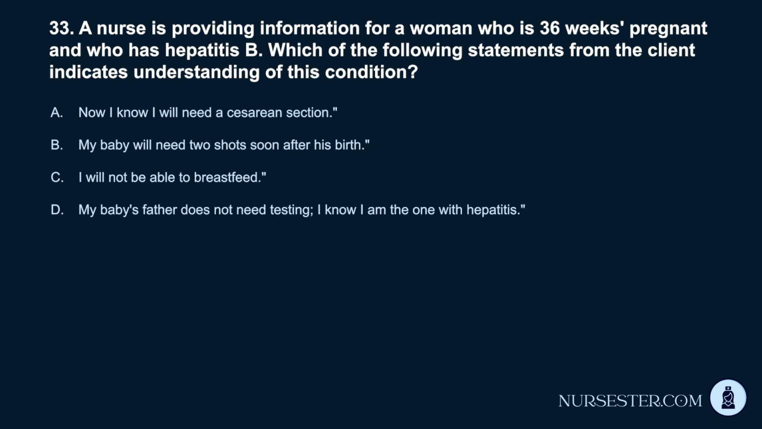33. A nurse is providing information for a woman who is 36 weeks pregnant and who has hepatitis B. Which of the following statements from the client indicates understanding of this condition? A. Now I know I will need a cesarean section. B. My baby will need 2 shots soon after his birth. C. I will not be able to breastfeed. D. My baby's father does not need testing. I know I am the one with hepatitis. Correct answer: B. My baby will need 2 shots soon after his birth.